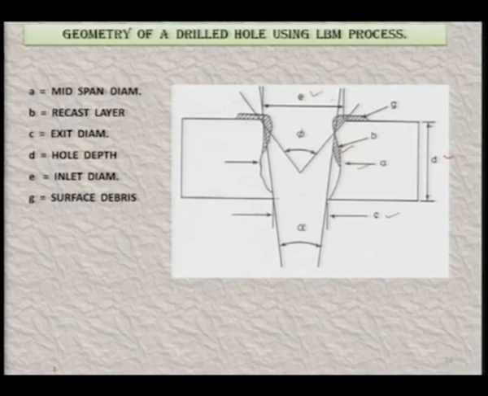So, you can clearly see the diameter E, diameter A and diameter C, all three are different. So, you are not really going to get a uniform diameter hole with the laser beam machining process, like the one you can get by mechanical means using a drill. Then you can see the surface debris, G, shown over here, which we have seen in the photograph also.